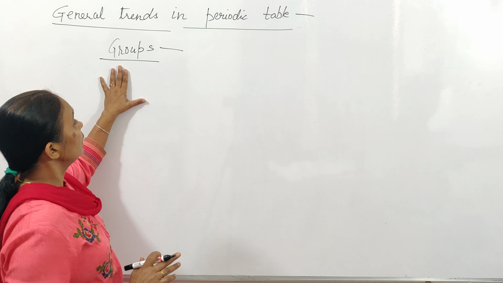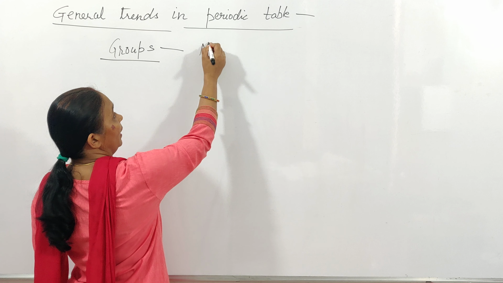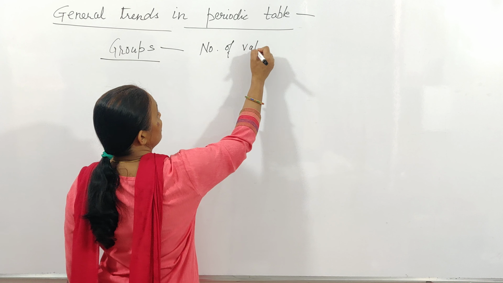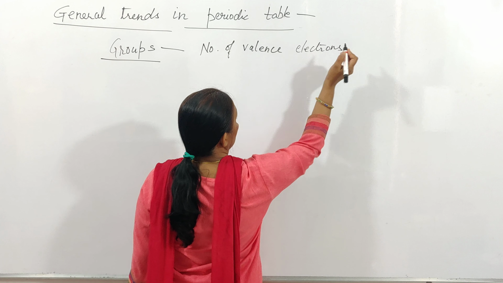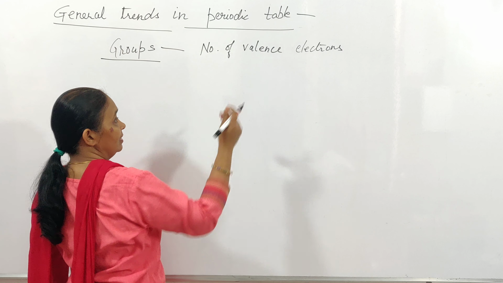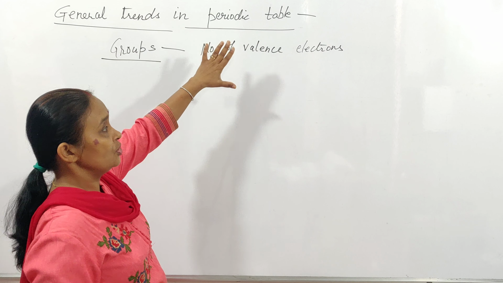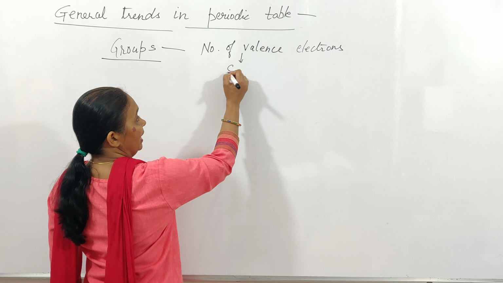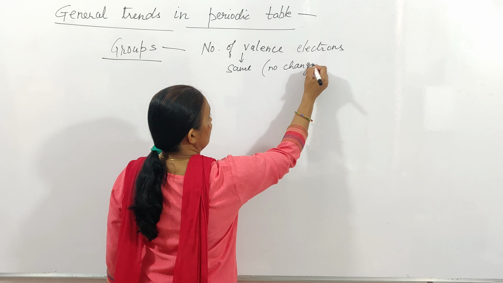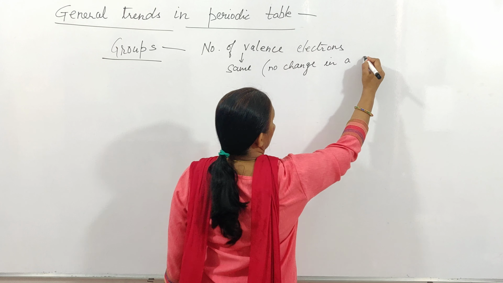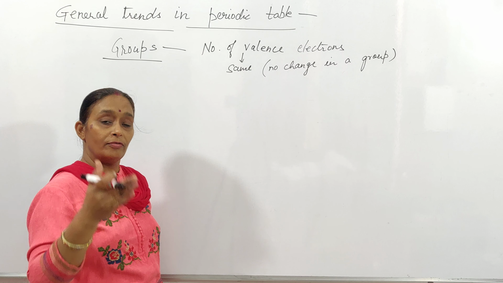Now, in the groups, you very well know, if we see according to the number of valence electrons, valence shell electrons or valence electrons, that means in a group what happens? Number of valence electrons or valence shell electrons remains same. That means there is no change in a group when we go according to number of valence electrons.